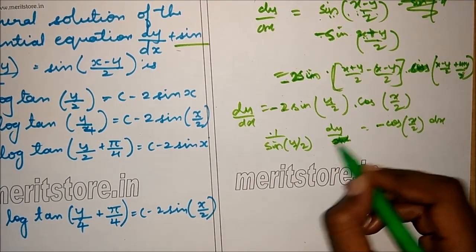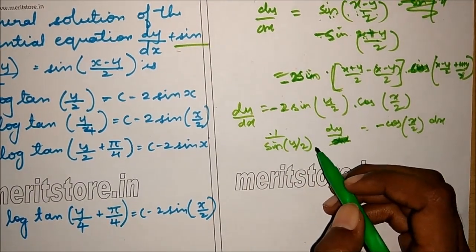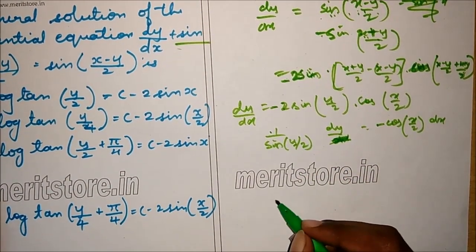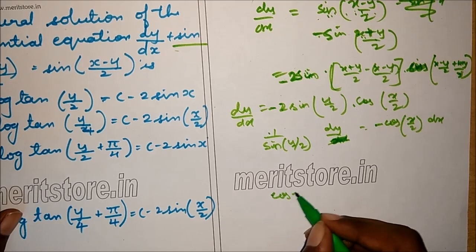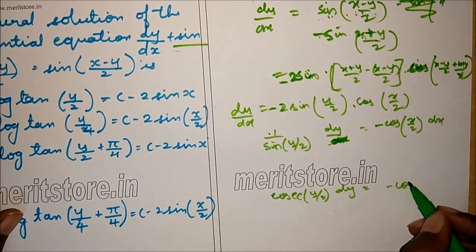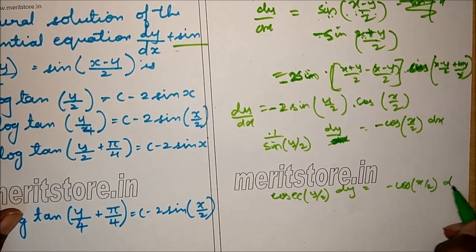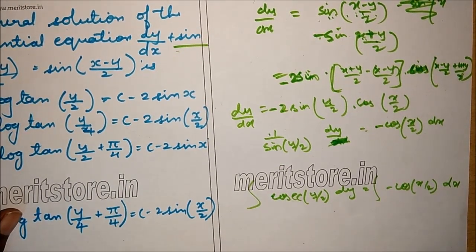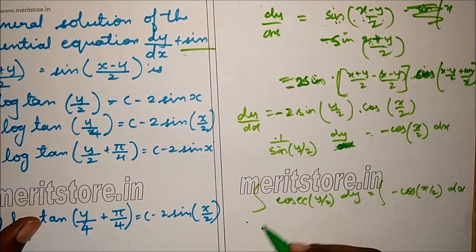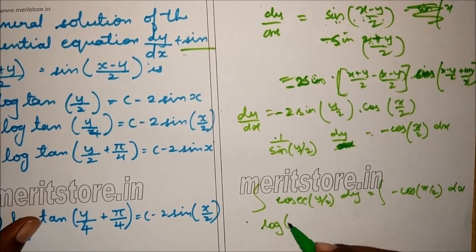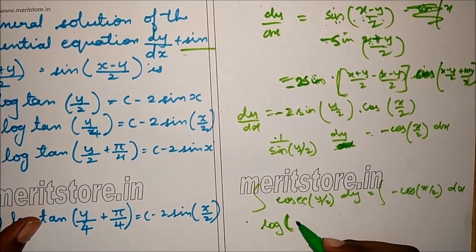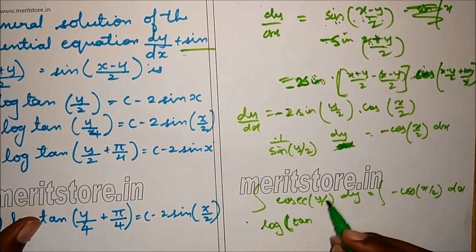This will be dy, minus 1 by sine of y by 2 dy is equal to minus cos of x by 2. 1 by sine is cosec, so this will be cosec of y by 2 dy is equal to minus cos of x by 2 dx. Now integrating both sides, we get integration of cosec is log of tan. Integration of cosec is log of tan.